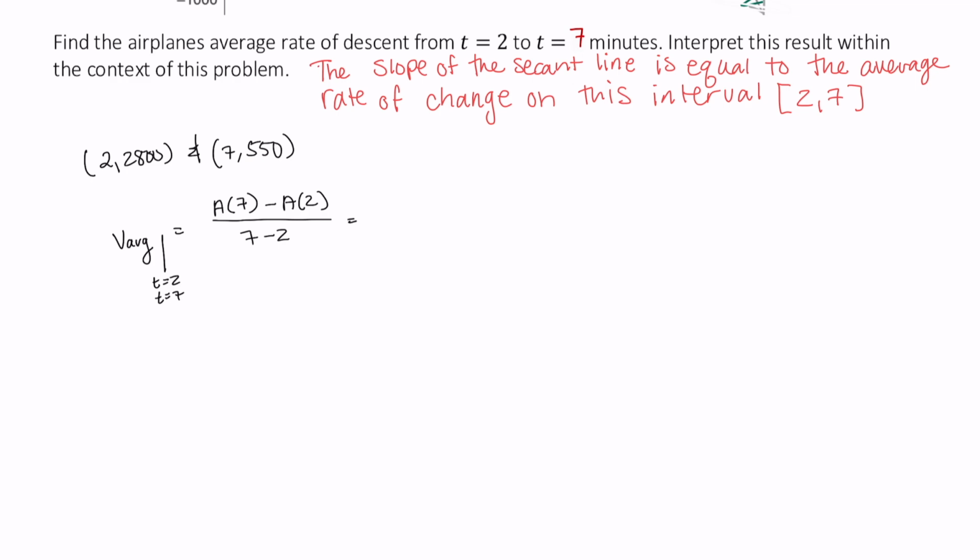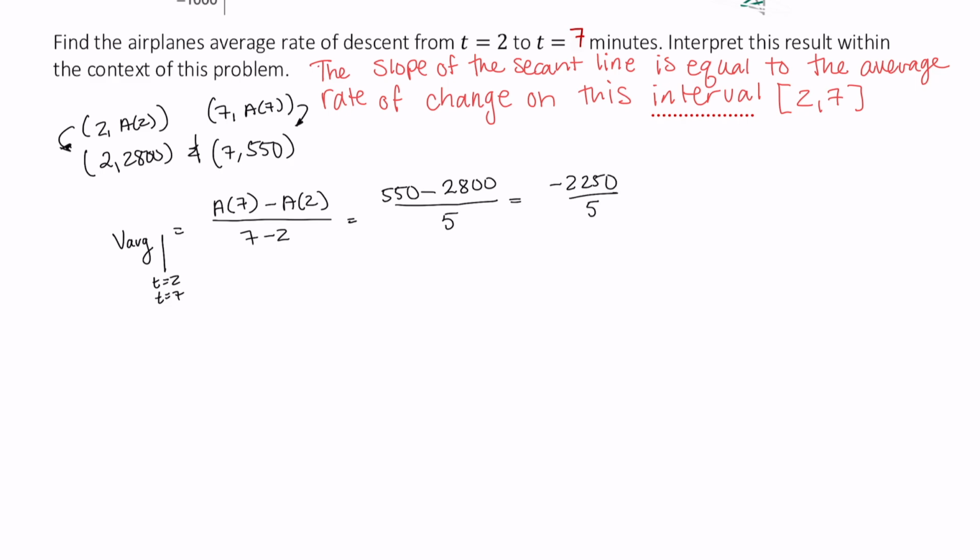So let's go ahead and replace now. Look, this point here is 2 comma A of 2. That's what this point actually is. And this point here is 7 comma A of 7 in function notation. So A of 7 is 550. A of 2 is 2,800 here. And 7 minus 2 is 5. Now when we subtract that, in our numerator we get negative 2,250. In our denominator we have 5. So this is just negative 450.